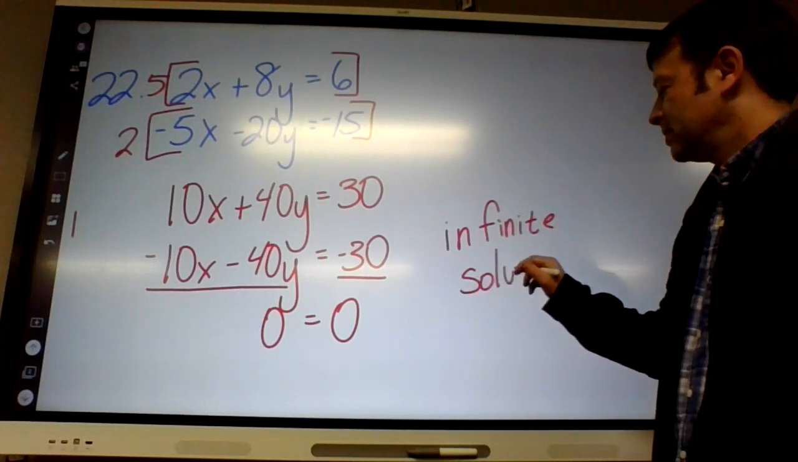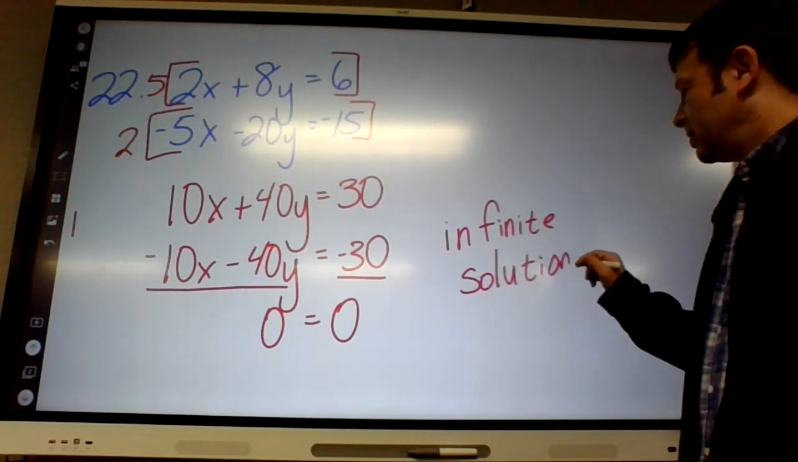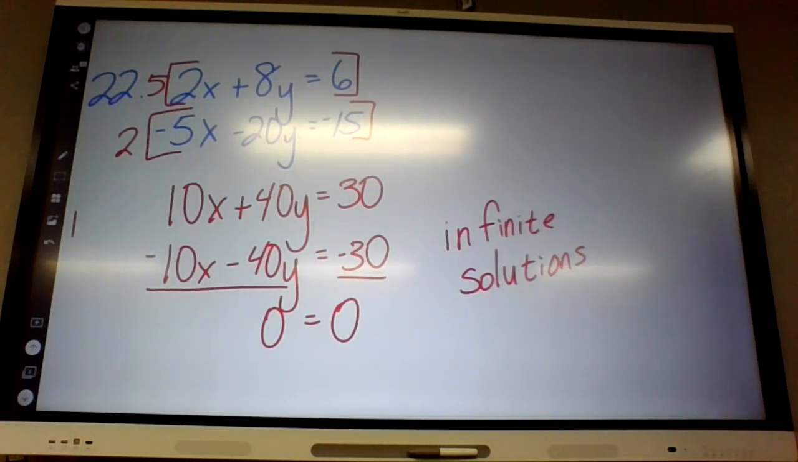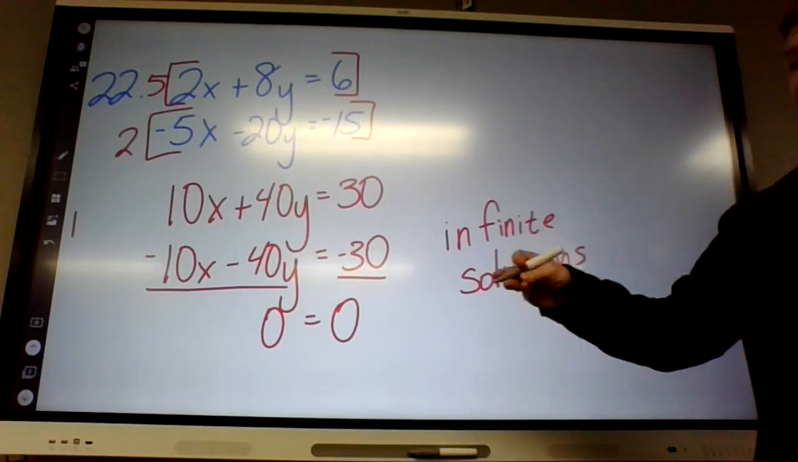I forgot that we weren't allowed to say all real numbers in this. Yeah, all real numbers doesn't make any sense, because the solution is a mixture of x's and y's. So you can't just plug in anything. But there are an infinite number of things because they're basically the same equation.